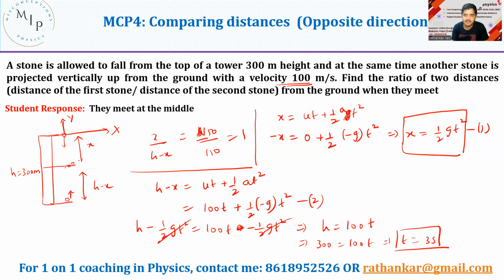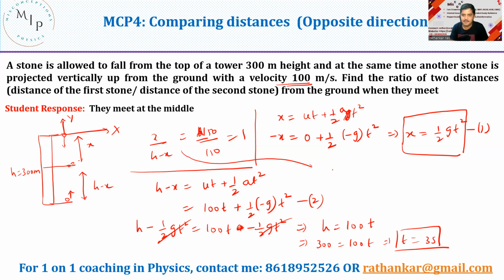Does it answer the question? No, it doesn't answer the question. 3 is not the answer here. The reason is he has asked you about the distance. What distance? We have to find x by h minus x. Now, how do I find it? That's the next question.